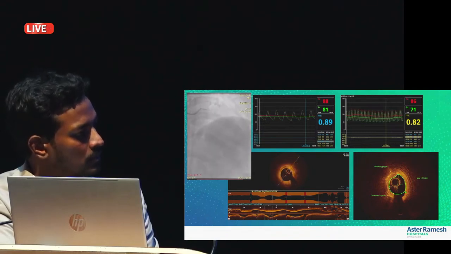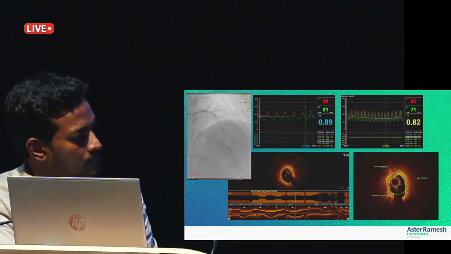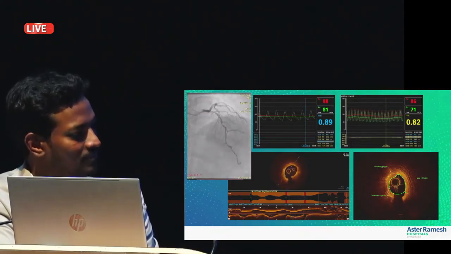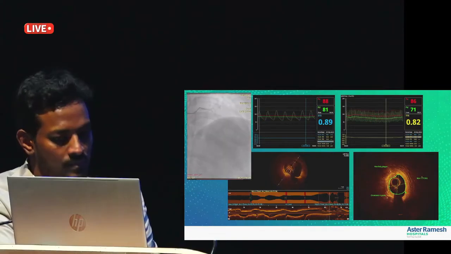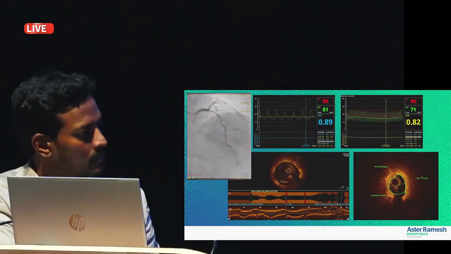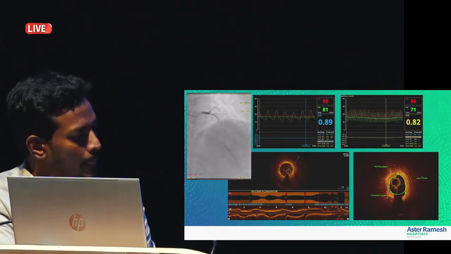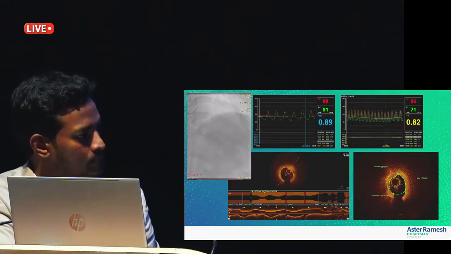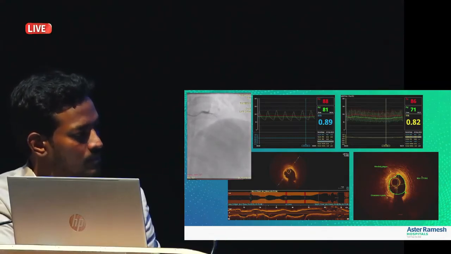But all of us should remember that conventional coronary angiogram is only a two-dimensional thing. It is not a three-dimensional thing. So you did OCT, definitely it is useful. And based on this FFR and RFR values, you can manage it medically if the patient is not symptomatic.